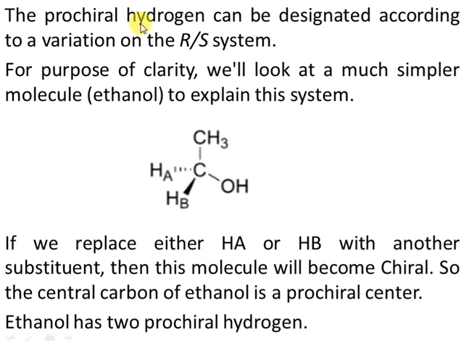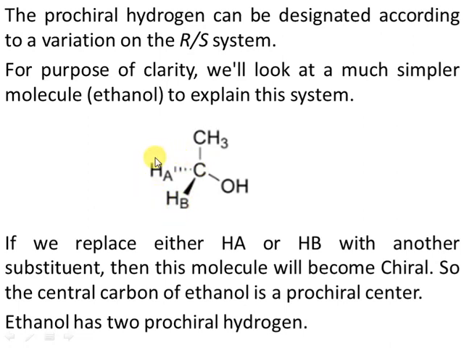So whenever you have a prochiral hydrogen attached to a prochiral carbon, we can designate them just like we designate a chiral center, right? You know that for a chiral center, you can assign the configuration by means of the RS system. So in case you have a prochiral hydrogen, say this is a prochiral center, you can say it's an ethanol molecule. So we have an alcoholic group, then we have a CH2 group and a methyl group here, right?